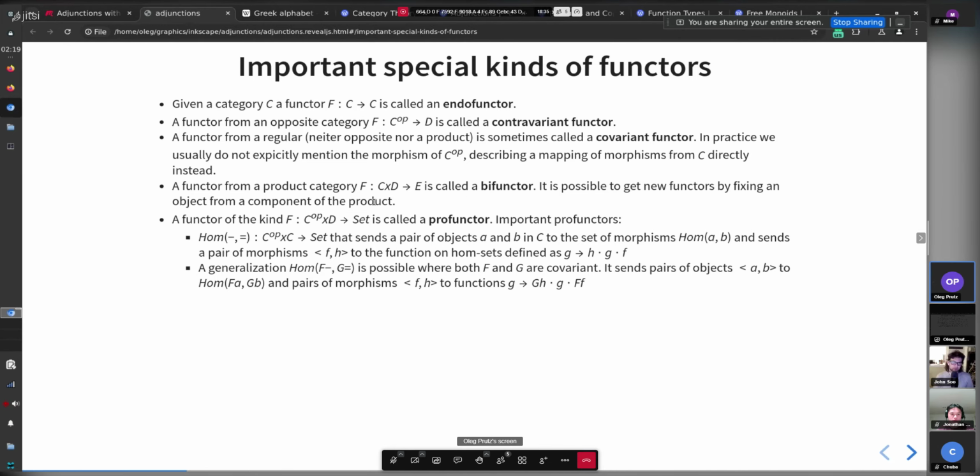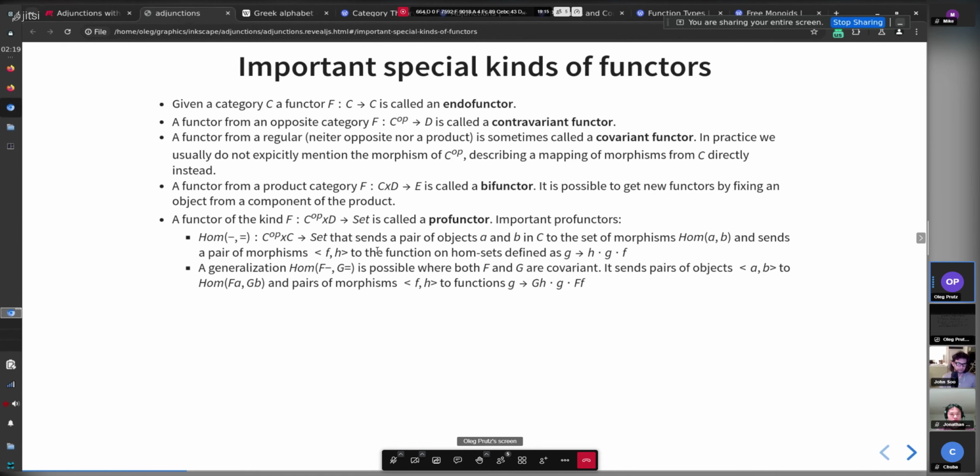And if in your domain that is a product category, one of the categories is an opposite category, and the codomain category is Set, in other words, it's a set valued functor, that kind of functor is called a profunctor. Profunctors that we'll see.